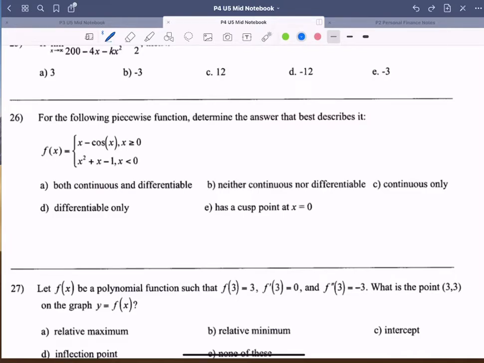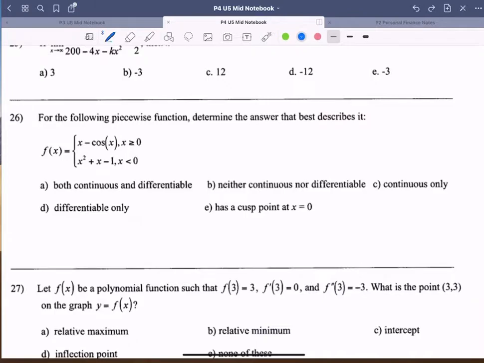26. For the following piecewise function, determine the answer that best describes it. Okay, it says both continuous and differentiable, neither continuous or differentiable, continuous only, differentiable only, has a cusp point at x equals 0. Okay, so pretty much what we have to do is find out if this function is continuous.